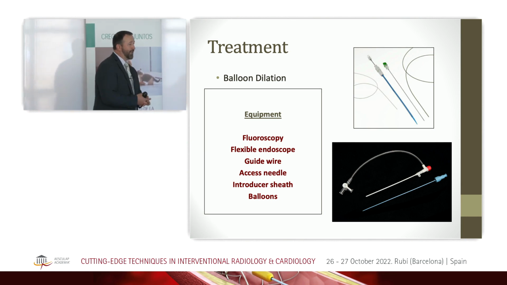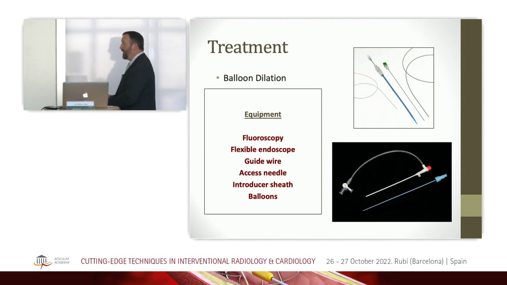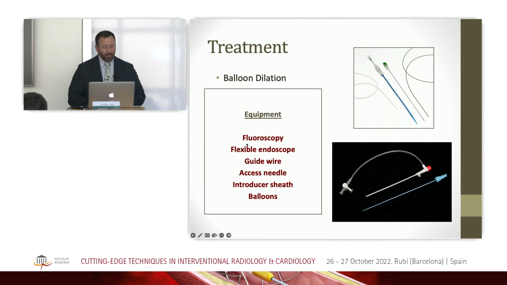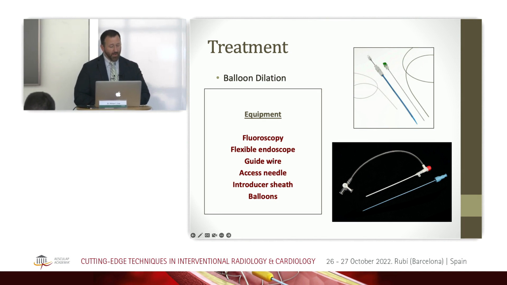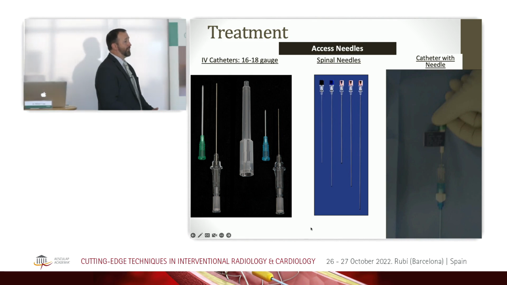So we'll try to get them in either Wednesday, Friday, Monday, or Monday, Wednesday, Friday, but we try to be aggressive with it. Same equipment that we've been talking about all day. We use fluoroscopy and endoscopy, and a guide wire to get access. One thing I'll show you is some new access needles, introducer sheath, and then balloons. You can use anything that gets you across the obstruction.